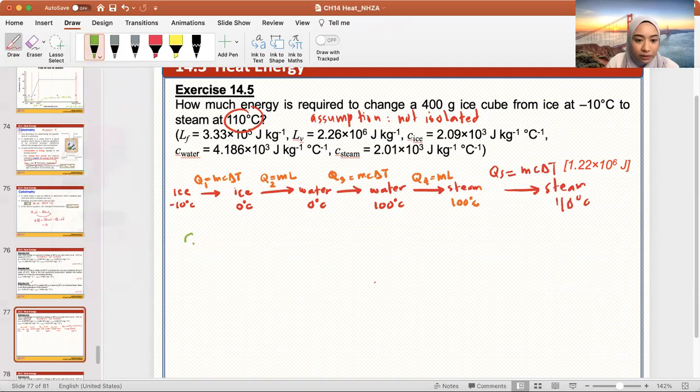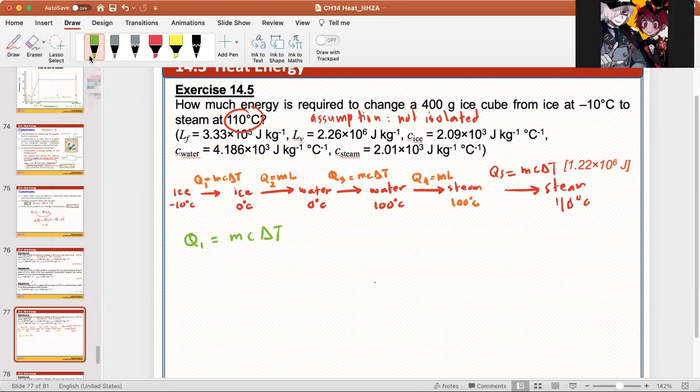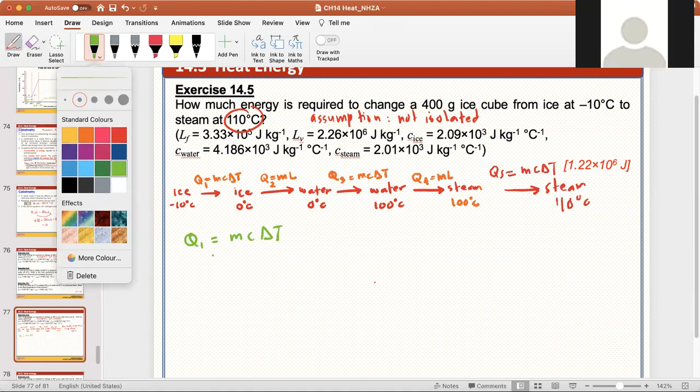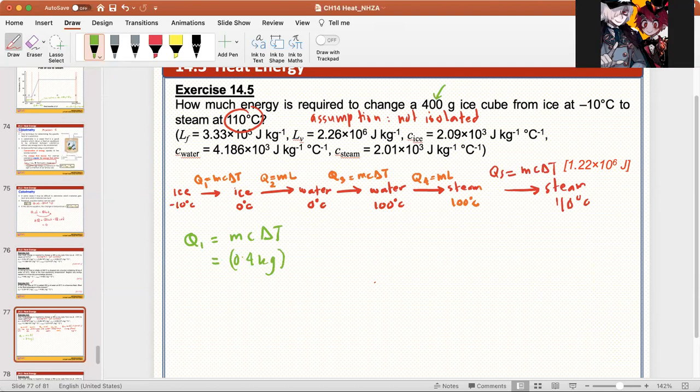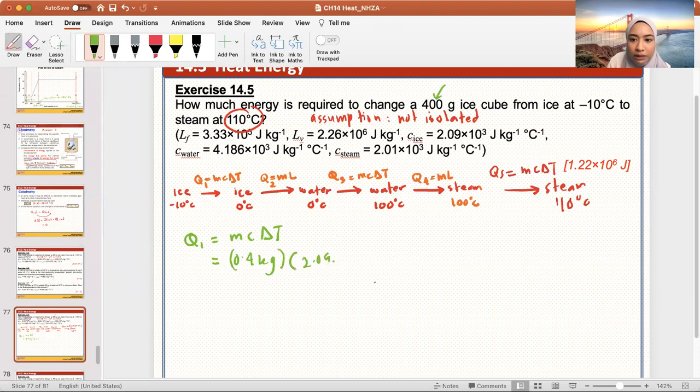Let's use green. So Q1. We already know the equation, MC delta T. What is my M here? 0.4 kg. So we need to convert our mass into SI units. So 0.4 kg. What is the C that I should use here? C ice, correct. So C ice, 2.09 times 10 to the 3 joules per kilogram per Celsius.